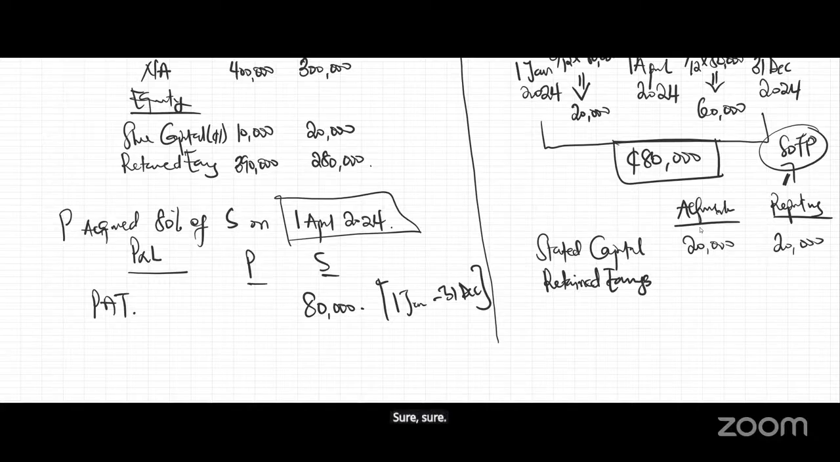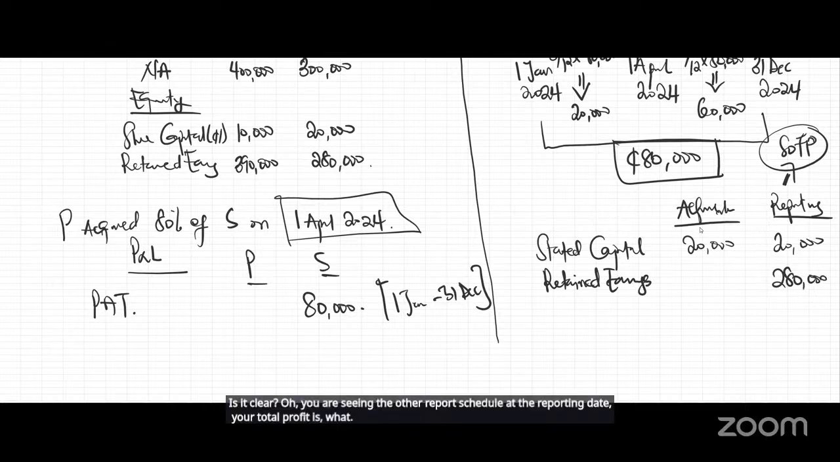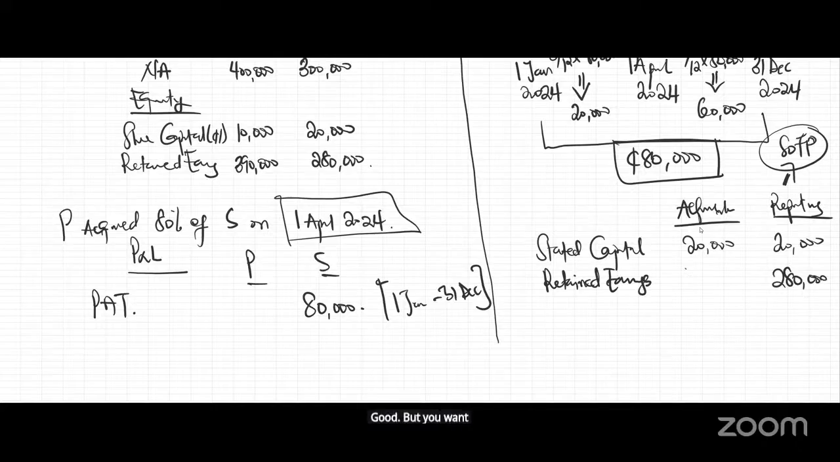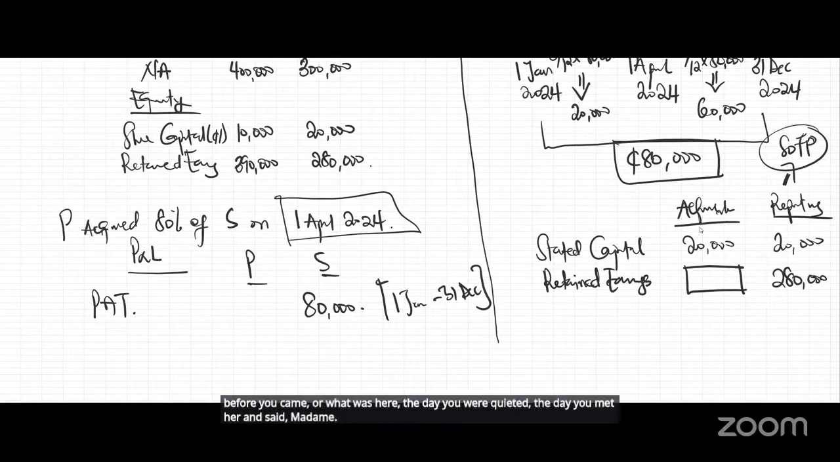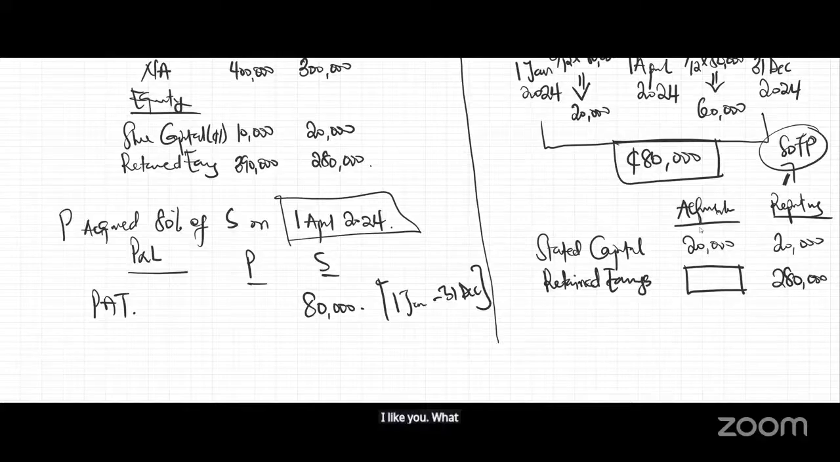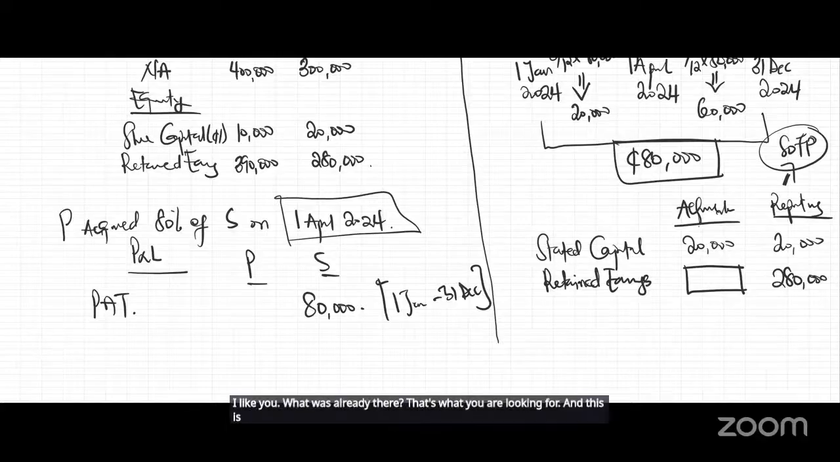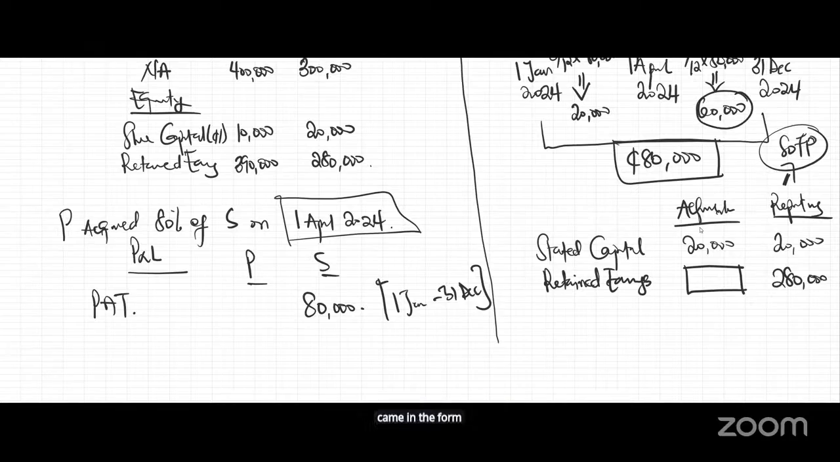Now you are saying that at the reporting date, your total profit is what? 280,000. Good. But you want to know what was here before you came, or what was here the day you acquired her, the day you met her and said, Madam, I like you. What was already there? That's what you are looking for. And this is what you can tell, that your contribution came in the form of only 60,000, right? So out of this 280, the account here is only 60,000. So what was here before you came? Is it not 220,000?